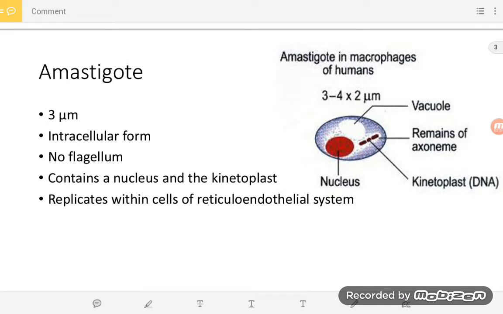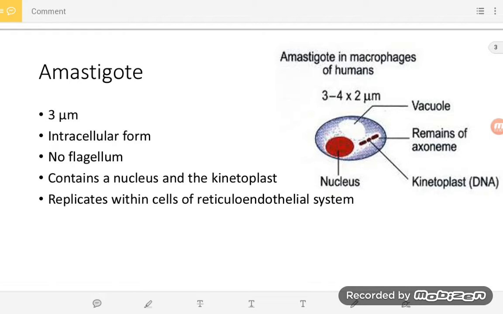Then when we consider the amastigote form, here you can see the picture. The amastigote is present inside the human. The size of the amastigote form is nearly 3 micrometers, an intracellular form. Intracellular form means they can survive inside the cell, especially in the macrophage in humans. Here, no flagellum. In the case of the amastigote form, they do not contain the flagellum. That's why we call it amastigote form.